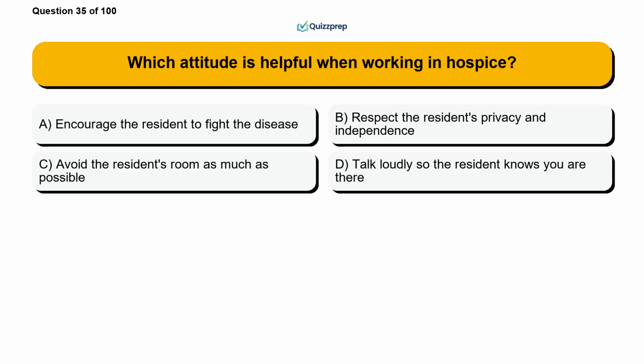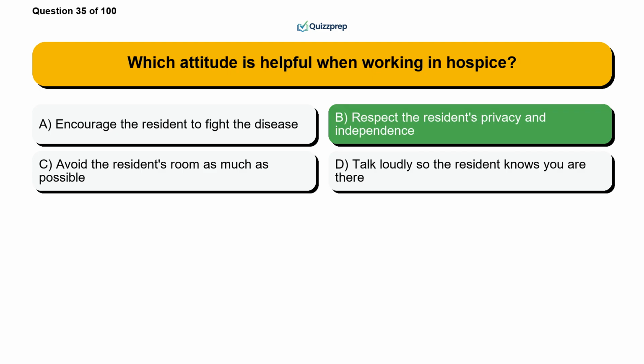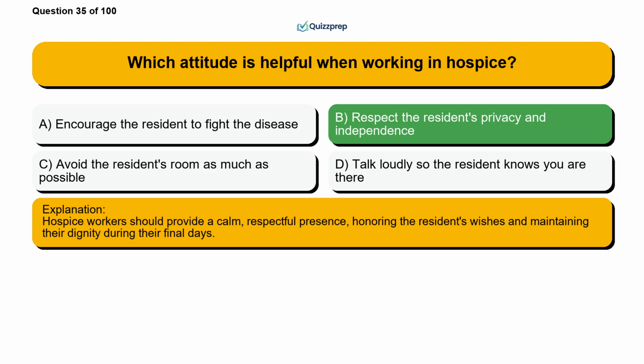Question 35. Which attitude is helpful when working in hospice? Option A, encourage the resident to fight the disease. Option B, respect the resident's privacy and independence. Option C, avoid the resident's room as much as possible. Option D, talk loudly so the resident knows you are there. The correct answer is option B, respect the resident's privacy and independence. Hospice workers should provide a calm, respectful presence, honoring the resident's wishes and maintaining their dignity during their final days.